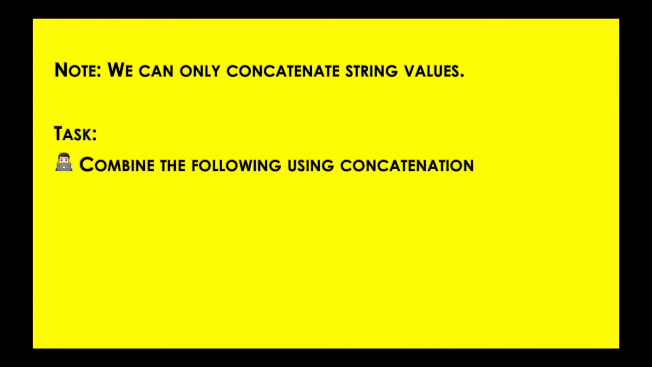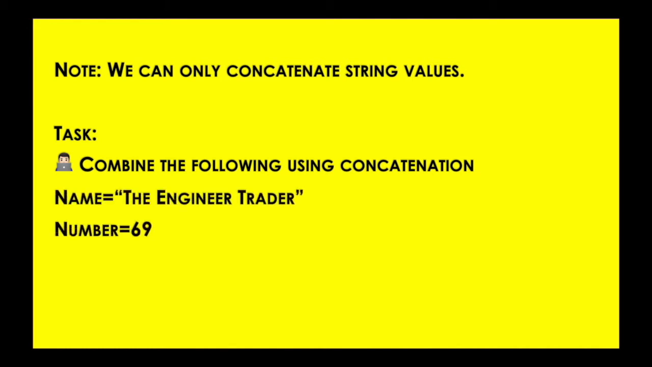And we have here the new task. Combine the following using concatenation. Name equals the engineer trader and number equals 69, and it says here that there will be an error on our codes. Anyway, let's try. So let's have name equals the engineer trader string and number 69. This is an integer since there is no double quotation before and after 69.